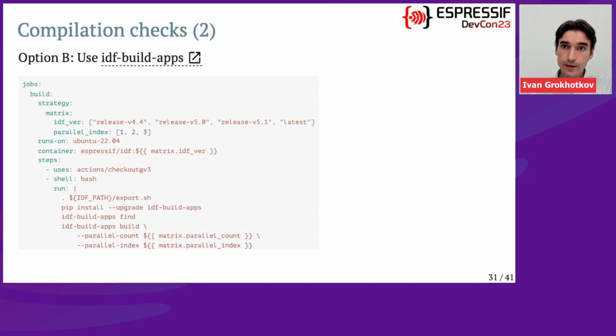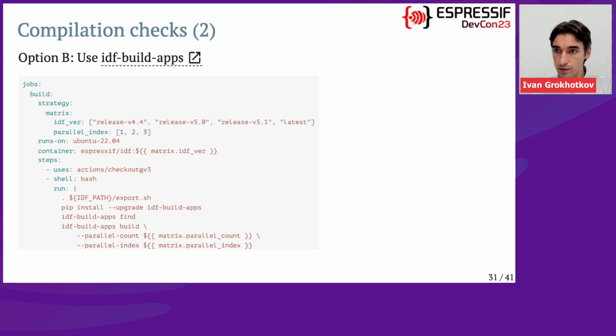In this case, there is a more comprehensive solution called IDF Build Apps. IDF Build Apps is a tool which can recursively find and build IDF applications inside a repository. It can build for multiple chip targets, it can build for multiple app configurations, and there is a configuration file that you can use to customize very flexibly the build matrix that is going to be generated. IDF Build Apps also knows about parallel builds.